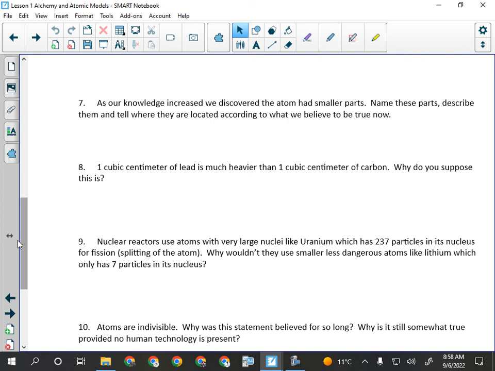Okay, for number 8, if I have 1 cubic centimeter of lead and 1 cubic centimeter of carbon, the 1 cubic centimeter of lead is much heavier. Let's assume for right now that in that 1 cubic centimeter there are equal numbers of atoms. That would probably not be true, but let's say it is. If that's the case, why is the same number of lead atoms heavier than an equal number of carbon atoms? Masses. Lead atoms have more particles in them, more protons, more neutrons, more electrons, thus they are heavier.